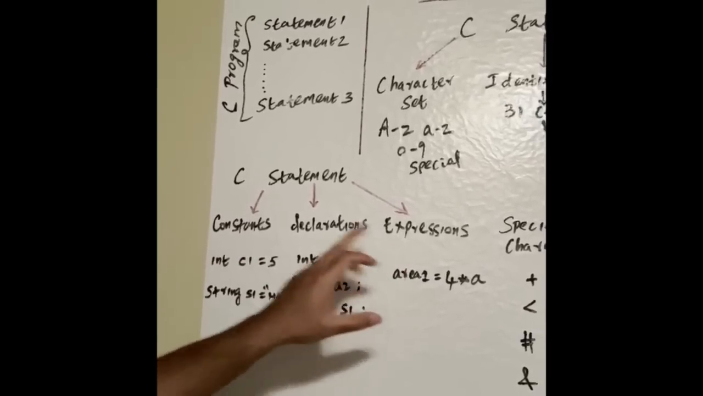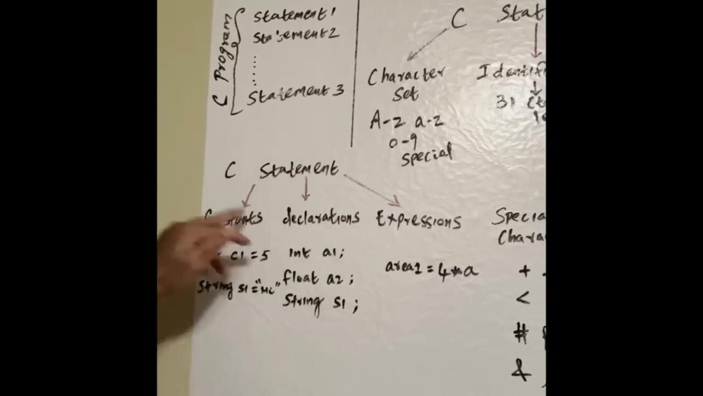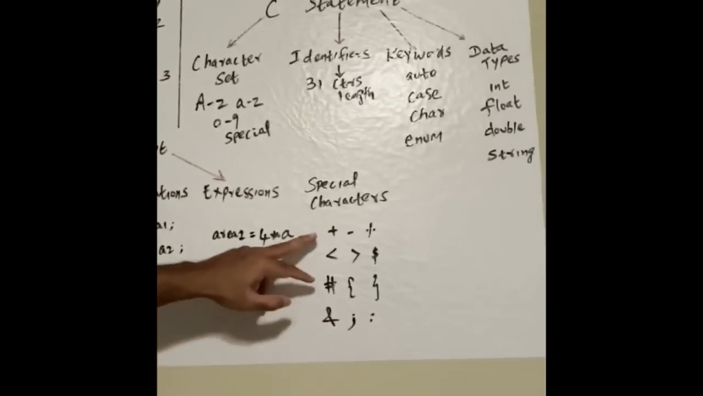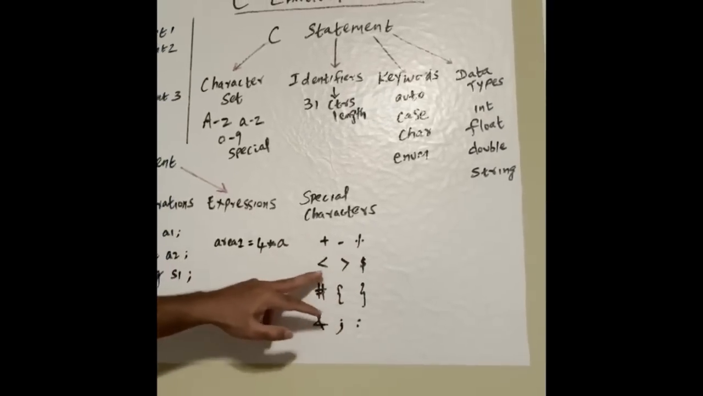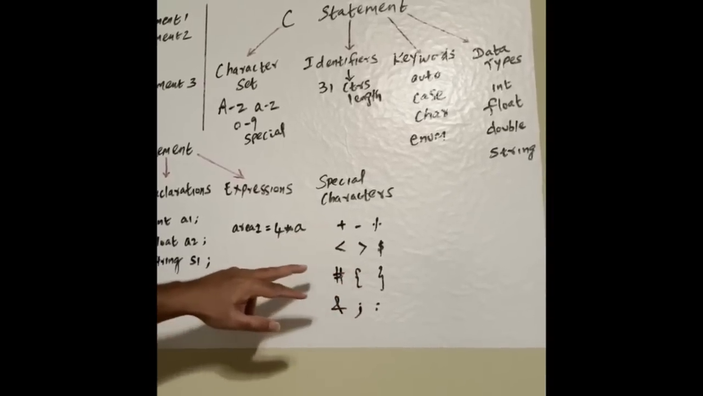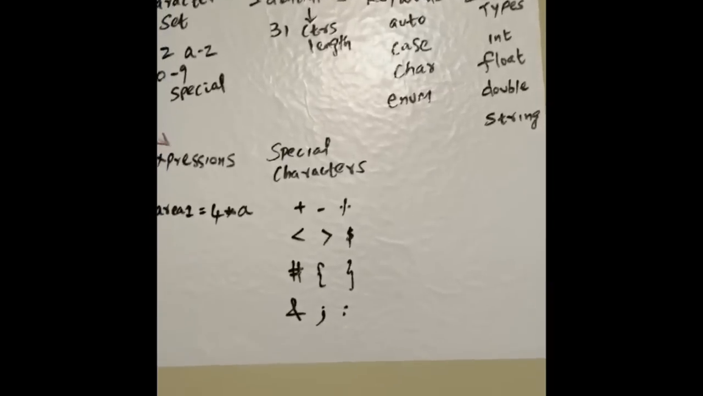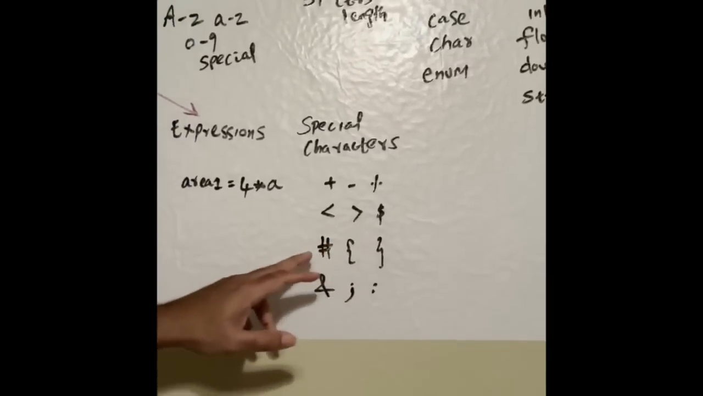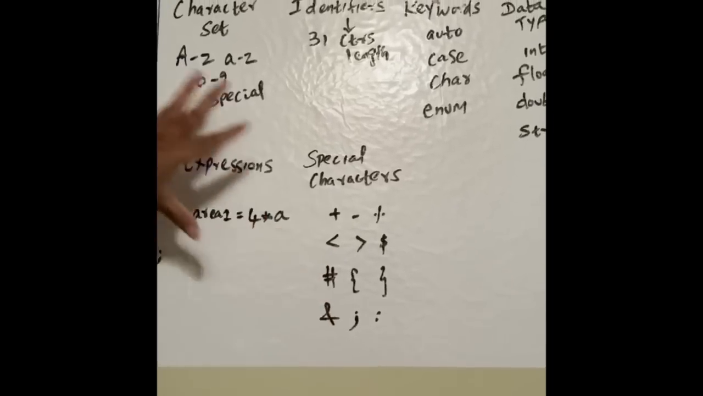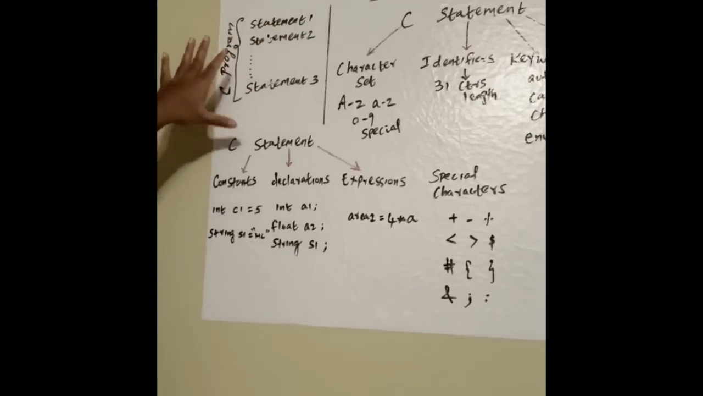And expressions, all these are inside the C language. These are parts of the statements. Some special characters will also be there: plus, minus, percentage, less than, greater than. These are called relational operators. They operate between two values, constant and variable or variable and constant. We also use dollar sign and curly braces. All these are part of the statement, which is the C program.